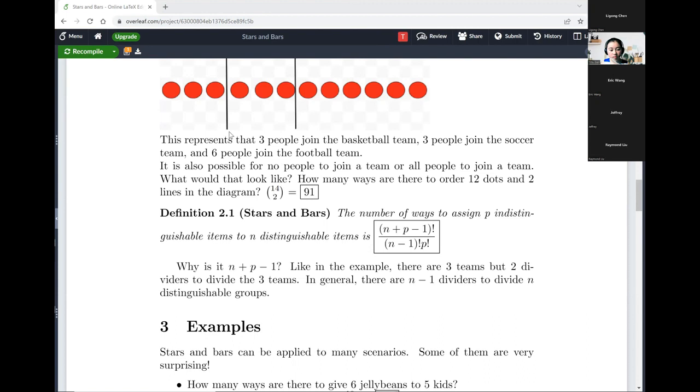Also note that it is possible for a kid to have 0 jelly beans. That is very important.